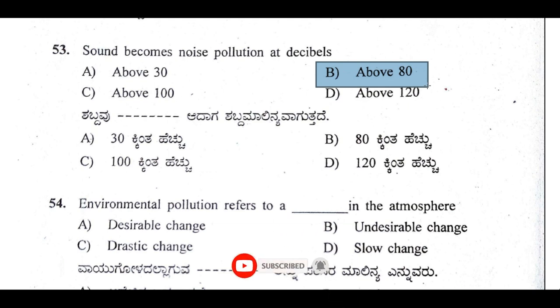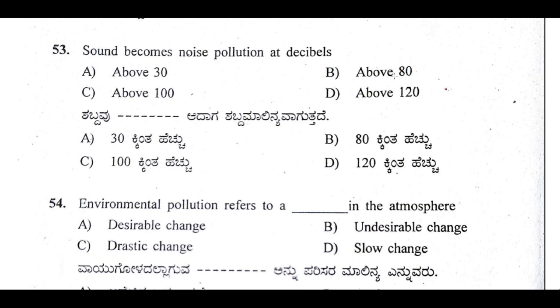So option B, above 80, that is up to level 80 decibel human ears can tolerate. So beyond that it is intolerable. So therefore sound becomes noise pollution above the 80. So option B is the right answer.